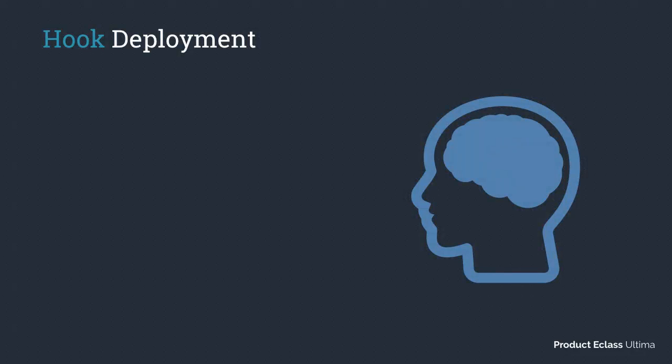Hook deployment. These are the three factors you need to be aware of when it comes to hook deployment. First of all, proof, speed, benefits, controversy, pain, uniqueness. You want to try to take some or all of those and put them into one sentence.